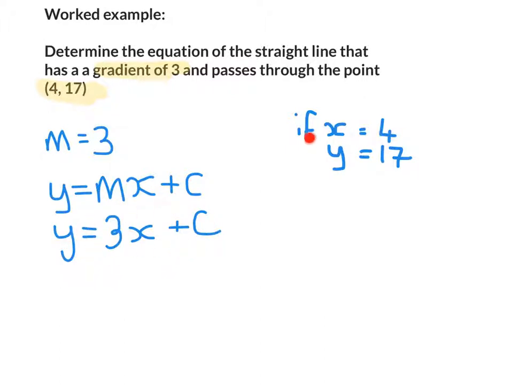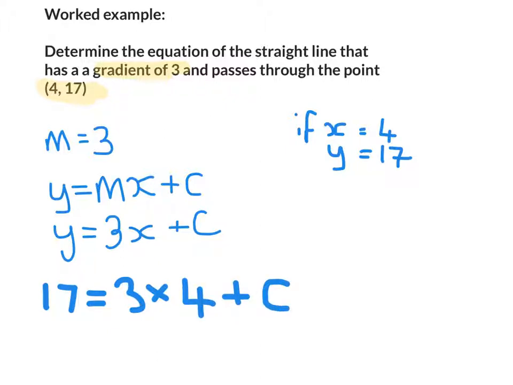So I'm going to write my equation. My value of y is 17. So 17 is equal to 3 times my value of x. And my value of x, if y is 17, x is 4, plus c, because we don't know what c is yet.